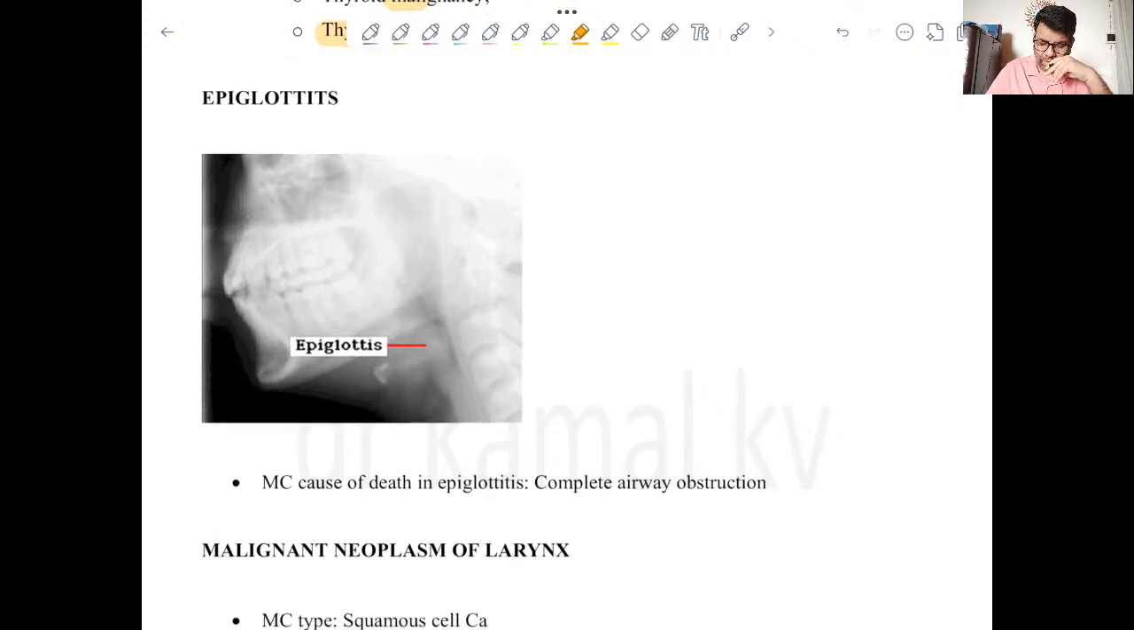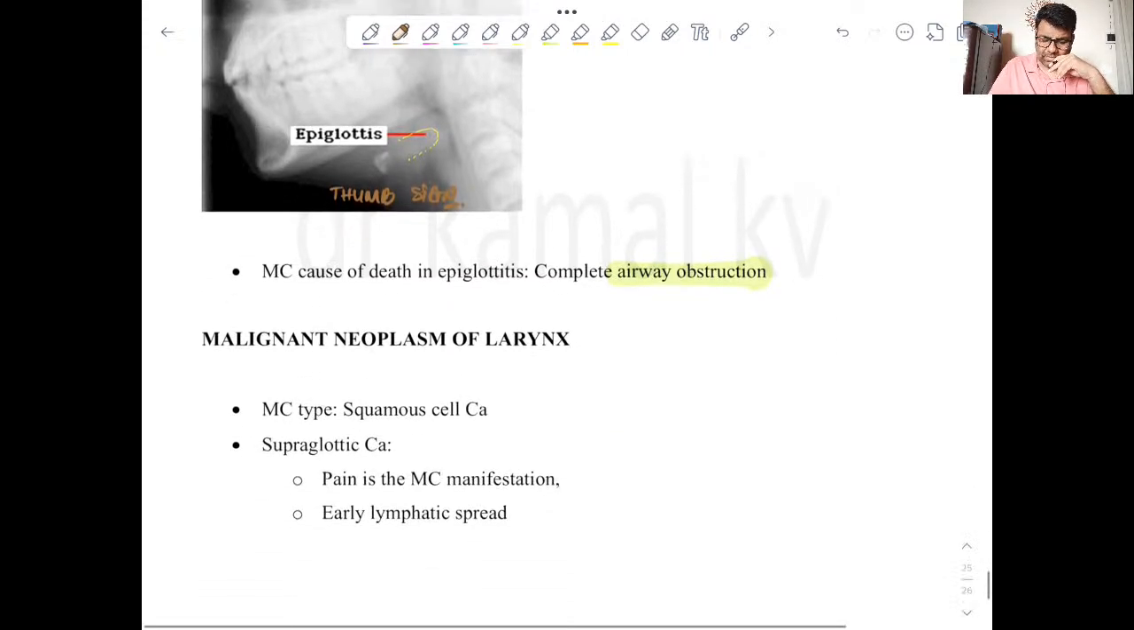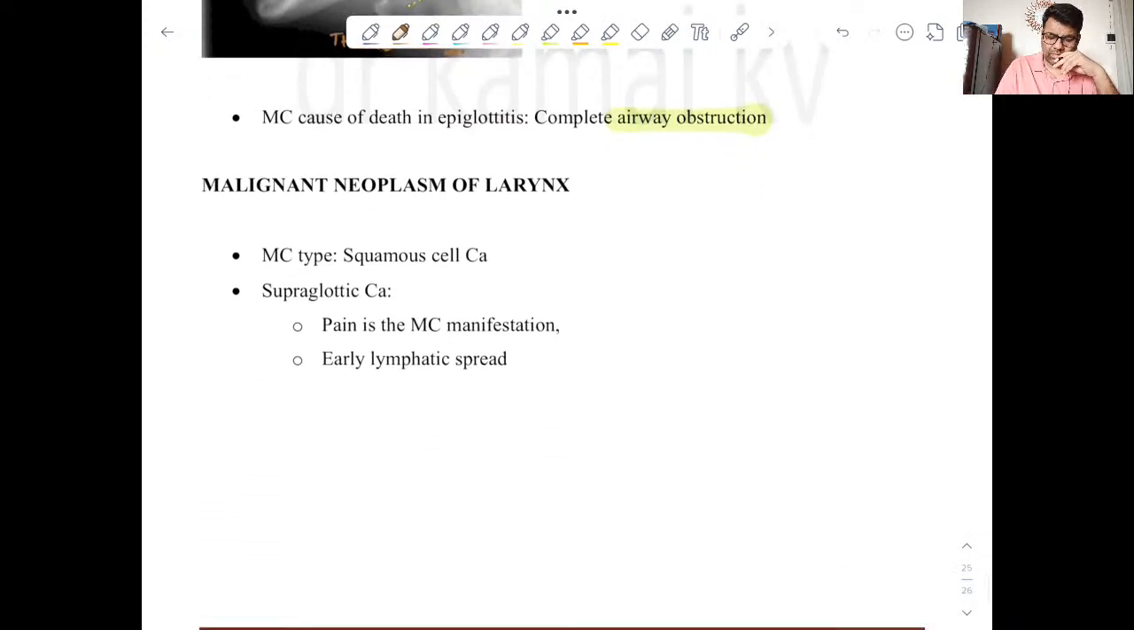Now moving forward to epiglottitis, and here we can see a classical thumb sign because of enlargement of the epiglottis, and this is a very important condition because it can lead to airway obstruction, and that may result in the death of the child. So thumb sign, yes, of course. So this is epiglottitis.